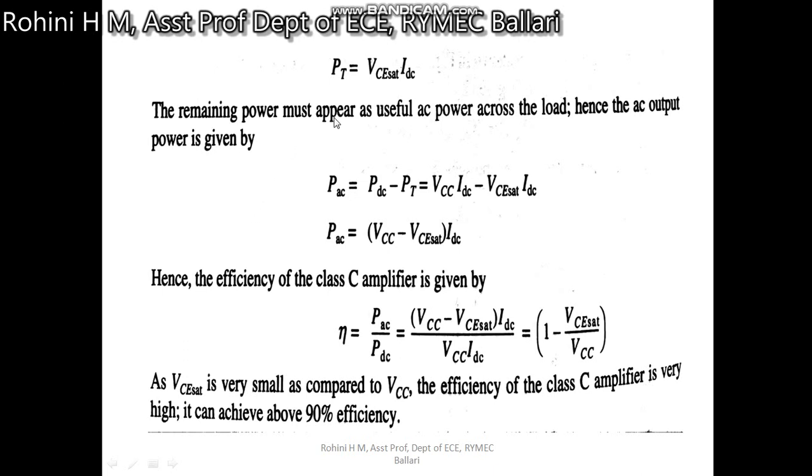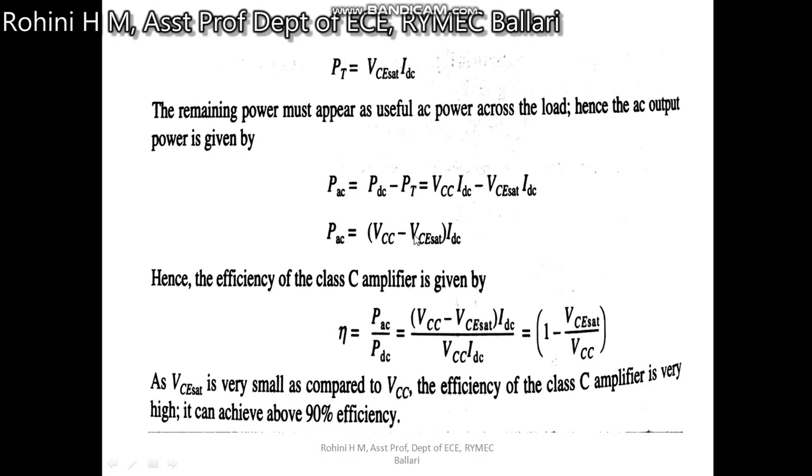Similarly, the remaining power must be useful as AC power across the load. Hence, the AC power across the load PAC is given by PDC minus PT. PDC is Vcc into IDC, whereas PT is as in the above expression. We substitute here, and taking IDC common, we have PAC equal to Vcc minus VCE sat into IDC. Hence the efficiency eta of the class C amplifier is given by PAC by PDC.